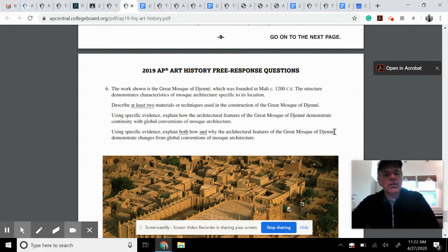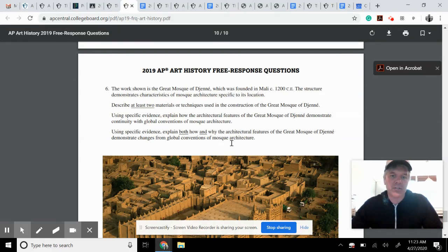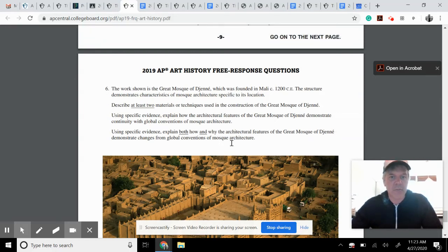Then, using specific evidence, explain both how and why the architectural features of this mosque demonstrate changes from global conventions of mosque architecture. So you're talking about both how and why the architectural features of this mosque demonstrate changes from global conventions. So how are they different from normal? How is it different from a normal mosque? And why is it different?